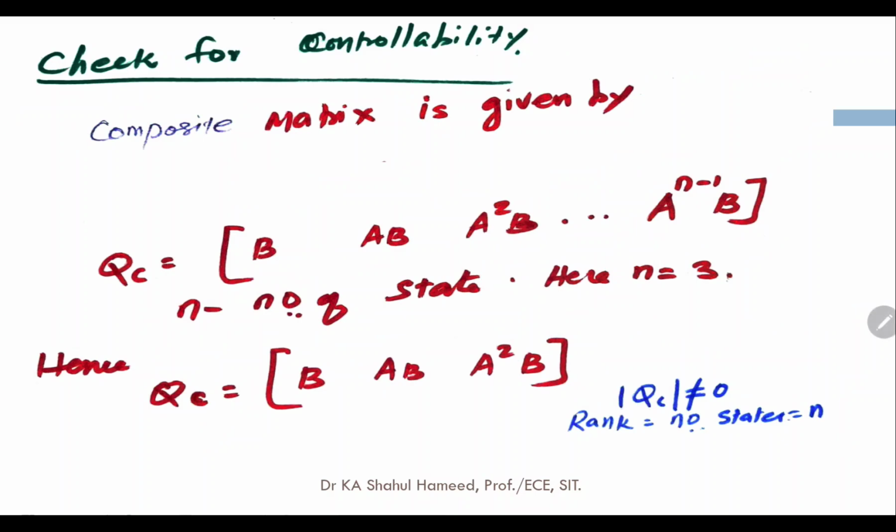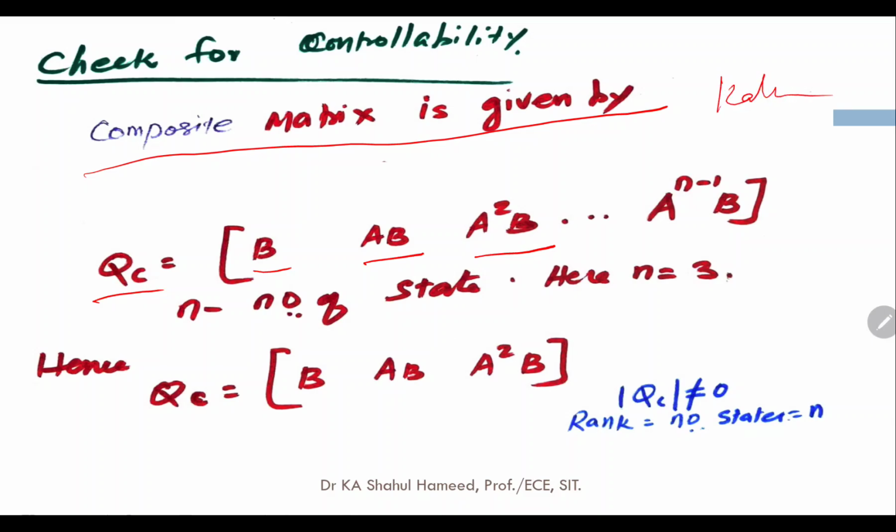To check for controllability, we need to form a composite matrix which is given by QC is equal to B, AB, A square B, and it will go up to A^(n-1) B. This is actually called the Kalman test. Now n is the number of states, and in this case n is equal to 3. So when we substitute n is equal to 3 in the equation, I get the composite matrix QC is equal to B, AB, A square B.